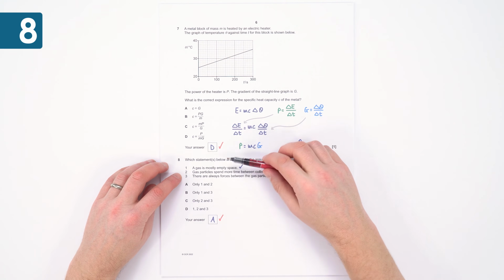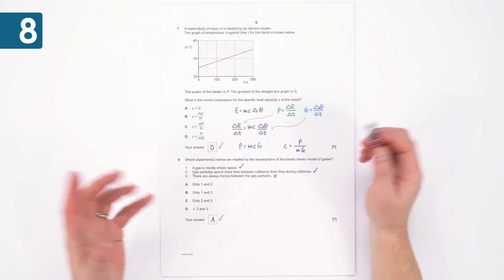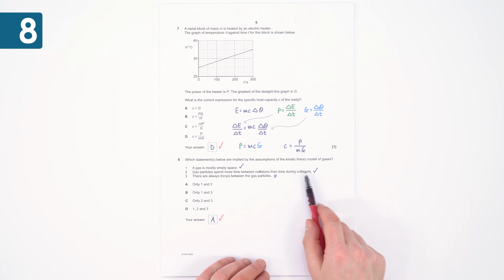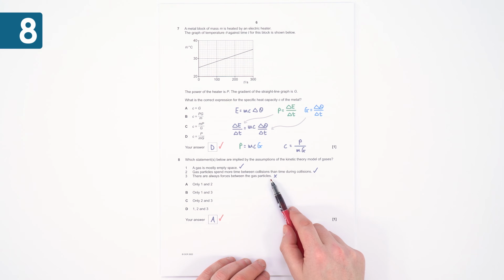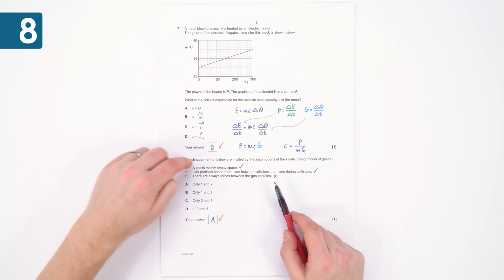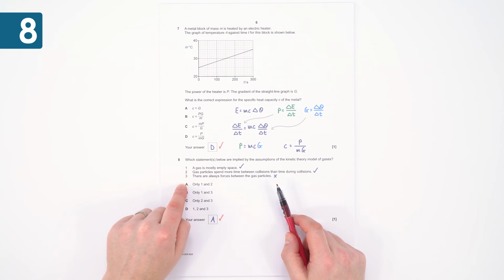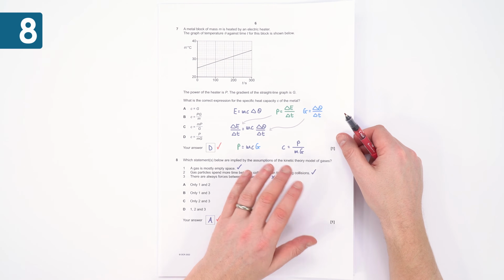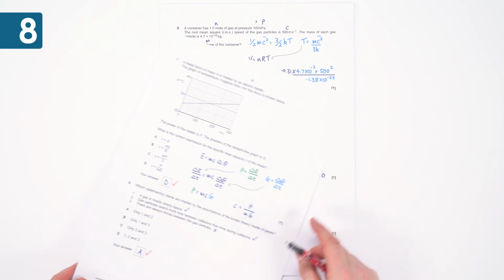With number 8, I just went through the statements and ticked the correct ones. So a gas is mostly empty space is true. And also the gas particles spend more time between collisions than during collisions. So those are both true. There are always forces between the gas particles is an incorrect statement. So really, looking at these, 1 and 2 are correct. And once I did my ticks and crosses, I then looked at which of these was a suitable statement, and A is a suitable one. So you need to know about the assumptions for the kinetic theory model of gases. You just need to know them off by heart, and that makes questions like that pretty straightforward.